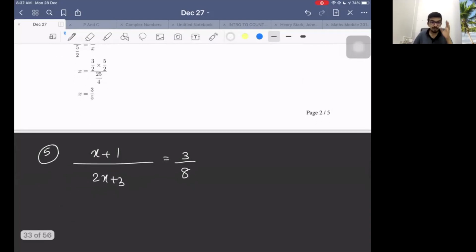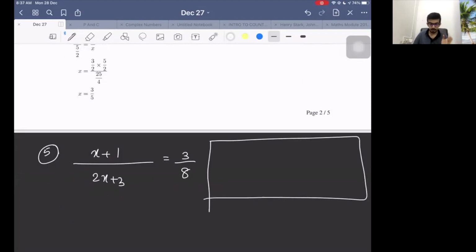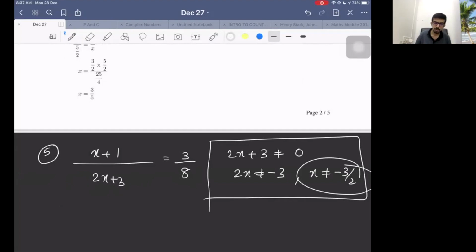Okay. And before moving to solving this equation, you just have to be careful about the denominator being 0. So you just write that denominator cannot be 0. So your x cannot be minus 3 by 2. You just note it down. That's all. This may or may not be useful later on. If your answer comes out to be minus 3 by 2, you cannot accept it as the answer, because that is going to make the original equation invalid.